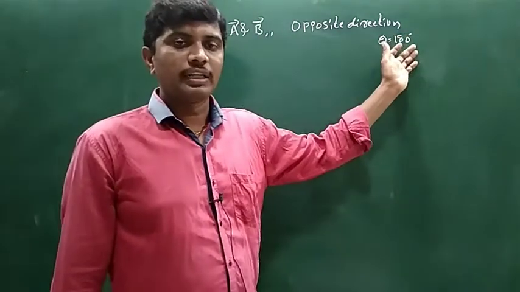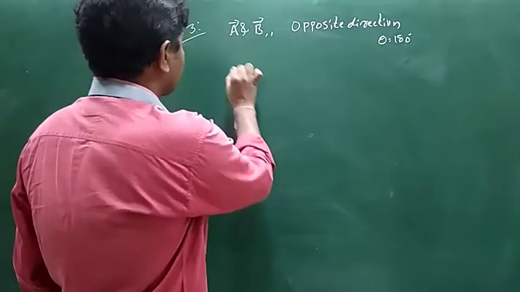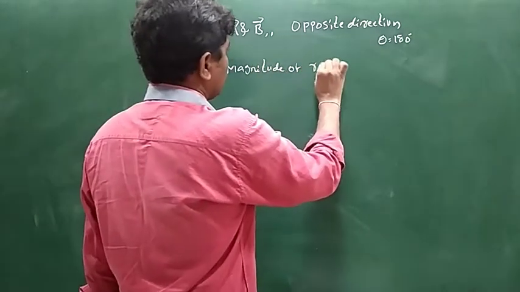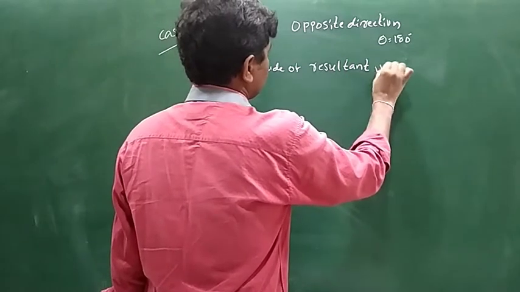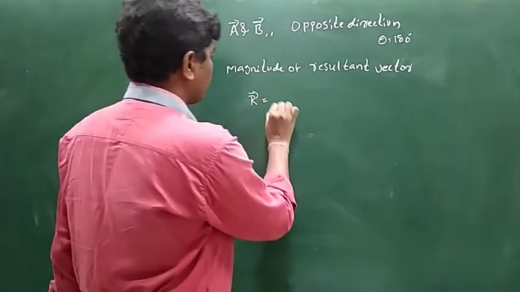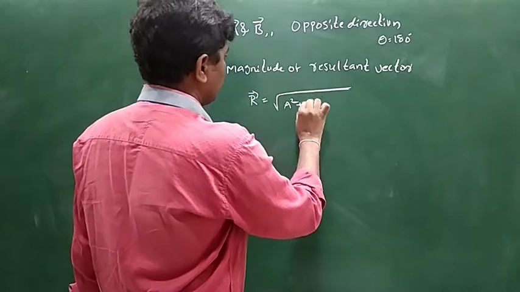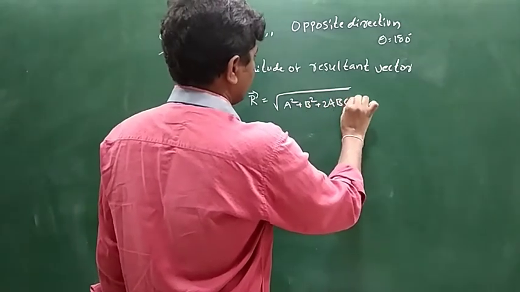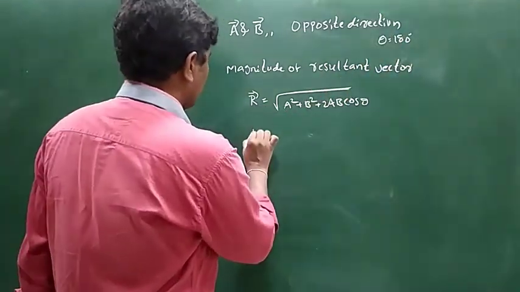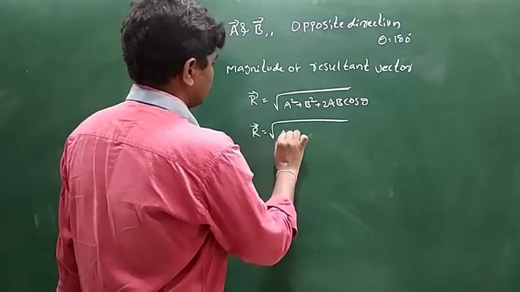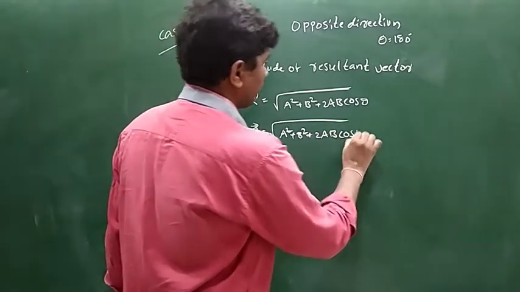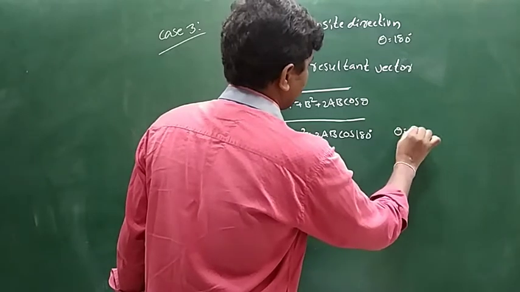First of all, to find out the magnitude of the resultant vector, the formula of the magnitude of two vectors is R bar equal to under root of a square plus b square plus 2ab cos theta. Theta equal to 180 degrees is the opposite direction. R bar equal to under root of a square plus b square plus 2ab cos theta, theta is equal to 180 degrees.